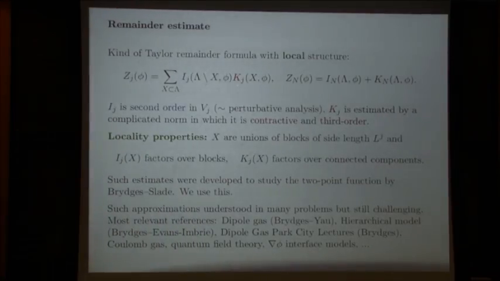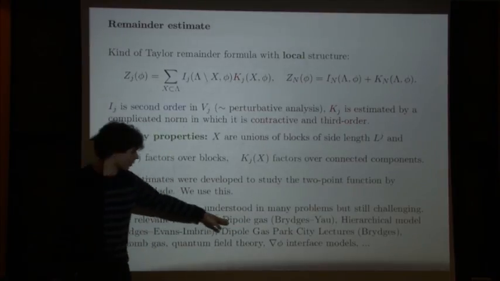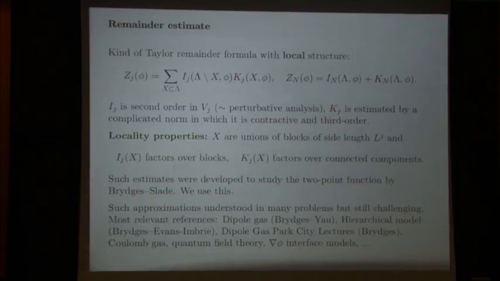So X is a polymer. It's a union of blocks of size L to the j, and it can have connected components, and K factors over these connected components. Since we have this finite range property, the expectation factors over connected components. This is not the end of the story, but it is a key ingredient: these K's over different connected components are independent, so you can evaluate them separately. Otherwise, you have to do a cluster expansion. This technique grew out of the treatment of the dipole gas by Brydges and Yau, and they used a cluster expansion.